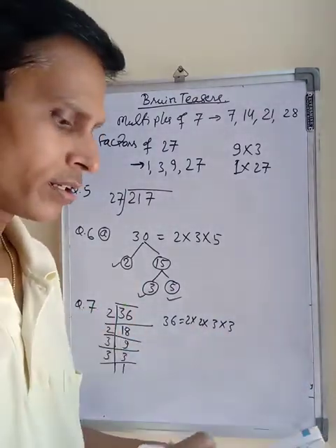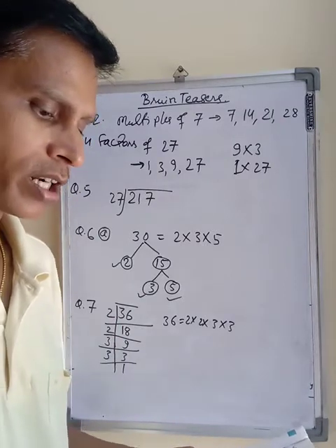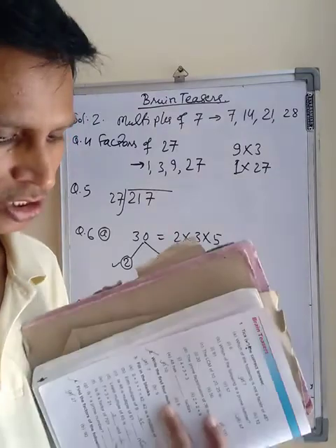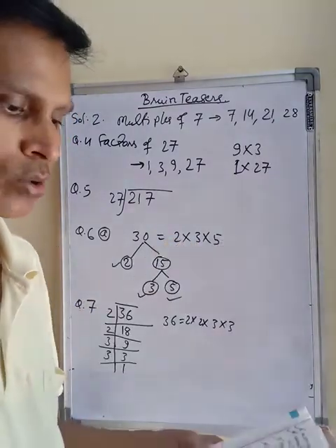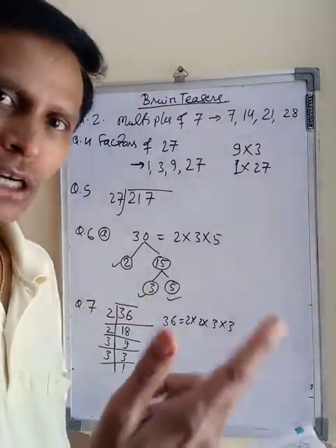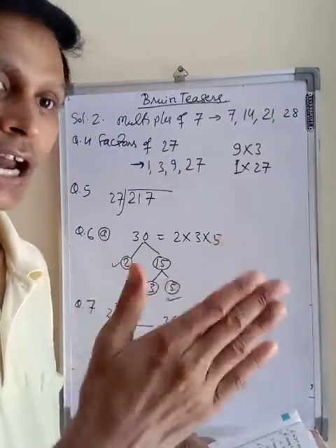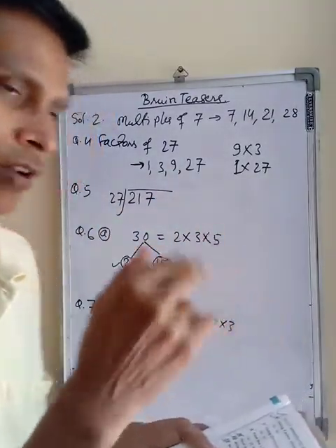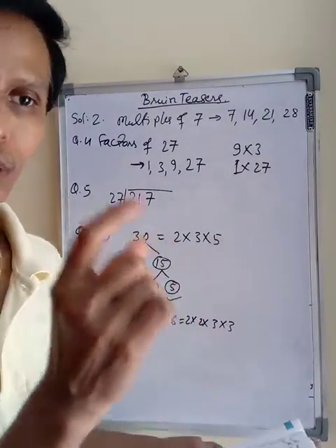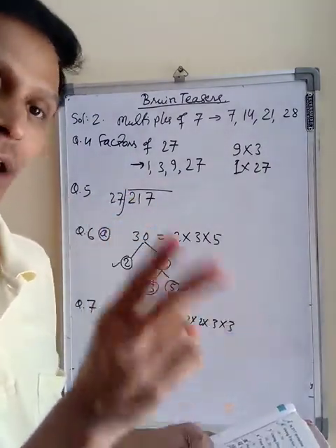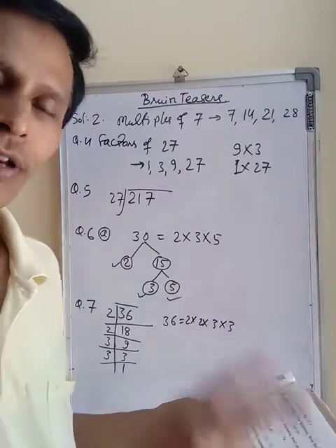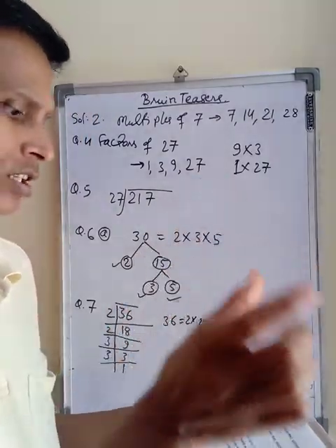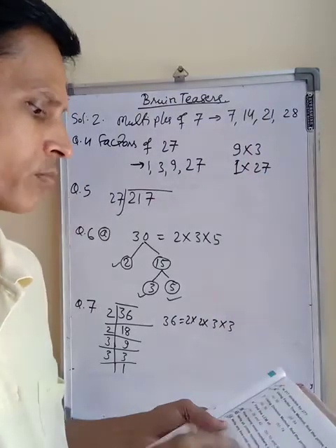Question number 9, how many even numbers are there between 20 and 50? Even number means divisible by 2. So after 20 what will come? 22, 24, 26 and up till 48. Like this, with a difference of 2, which are divisible by 2. The starting will be 22 and the ending will be 48, and between these two you write all the even numbers.